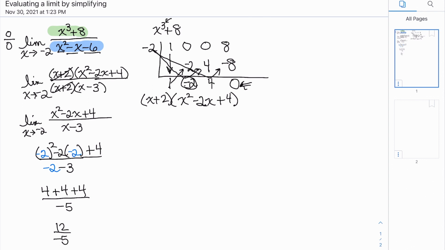Now that doesn't simplify anymore, so I have the result that the limit as x approaches negative 2 of x cubed plus 8 over x squared minus x minus 6 is equal to negative 12/5.